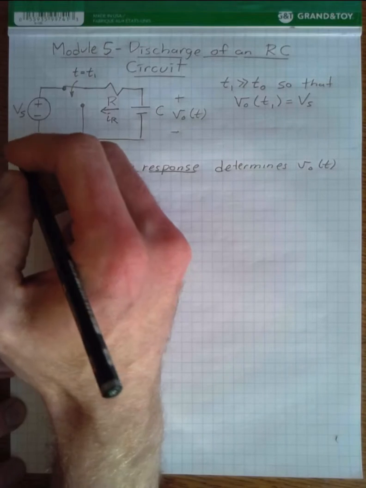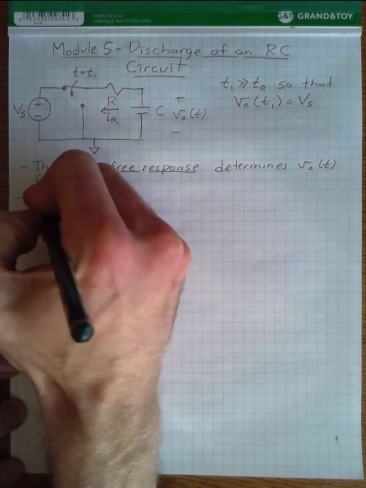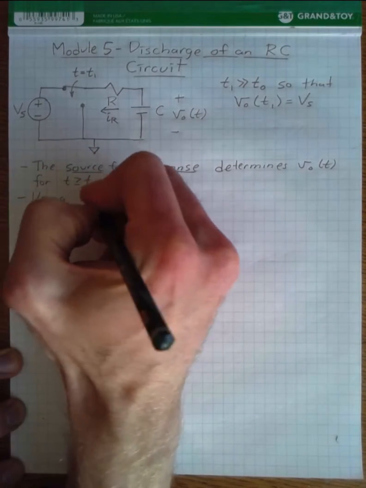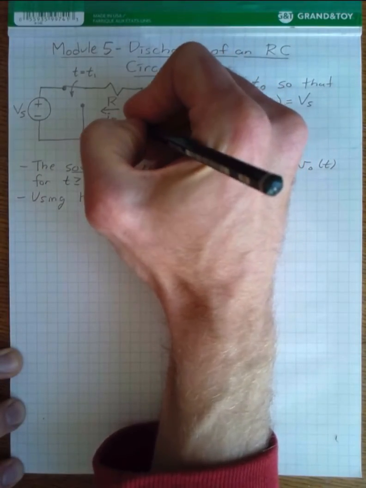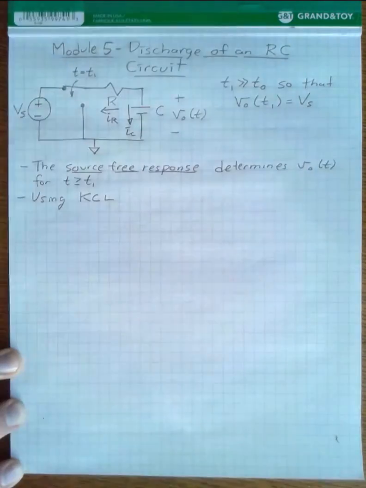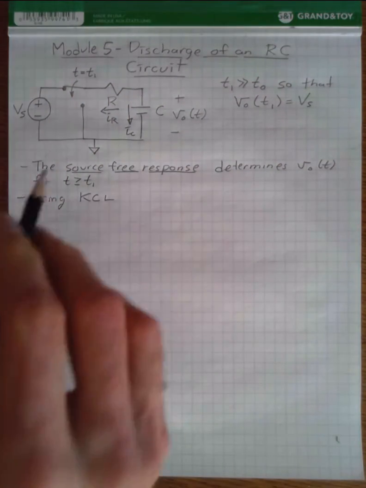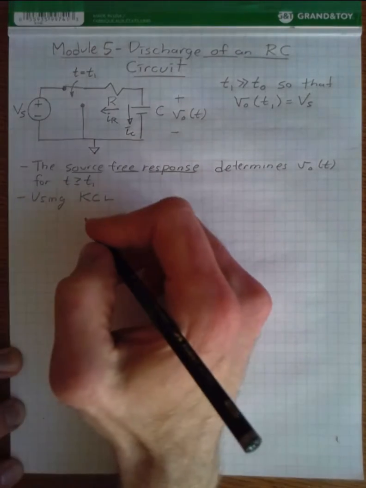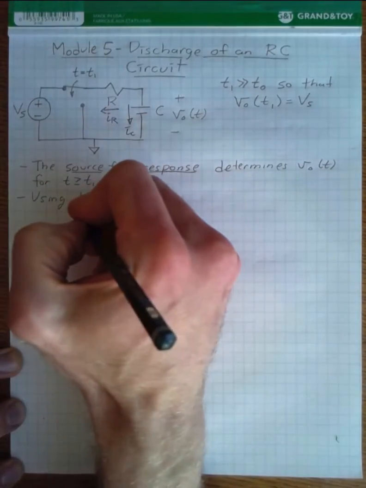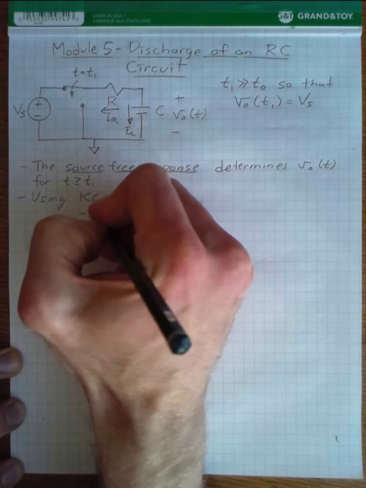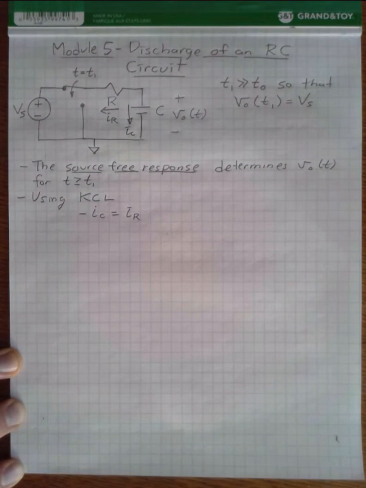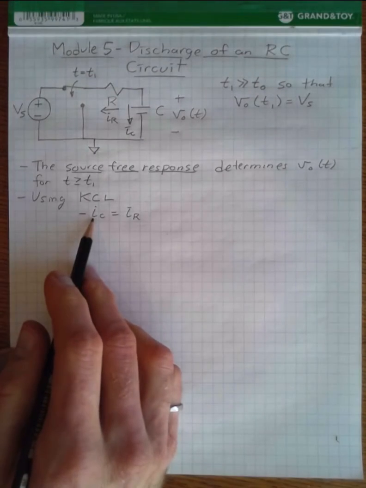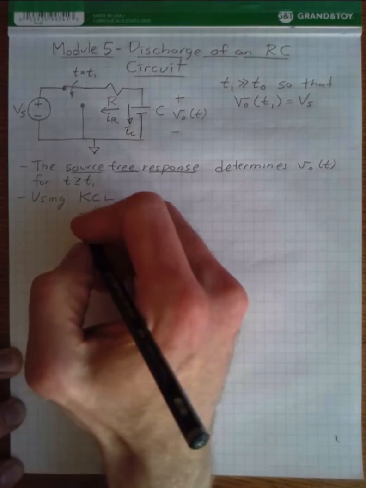And so we start the same way that we did before, using Kirchhoff's current law. For this analysis, I'm still going to define the direction of current through the capacitor as from the top to the bottom. It helps our analysis a little bit. So we have negative IC is equal to IR. And then I'm going to substitute in the equations for the current through a capacitor and the current through a resistor.